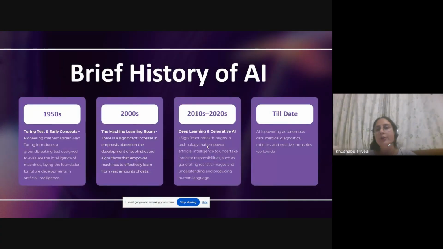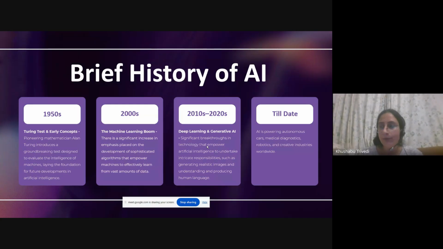So first, we already know the brief history of AI: in the 1950s, AI came into the picture with the Turing test. Then in 2000, machine learning came into the picture. And during 2010 to 2020, deep learning and generative AI came into the picture, which is a very advanced innovation in the field of AI. Till date, AI is powering autonomous cars, medical diagnostics, robotics, and creative industries worldwide.